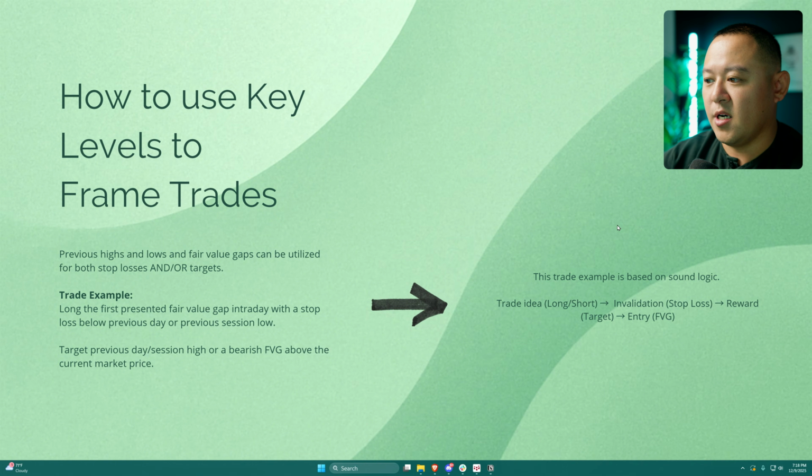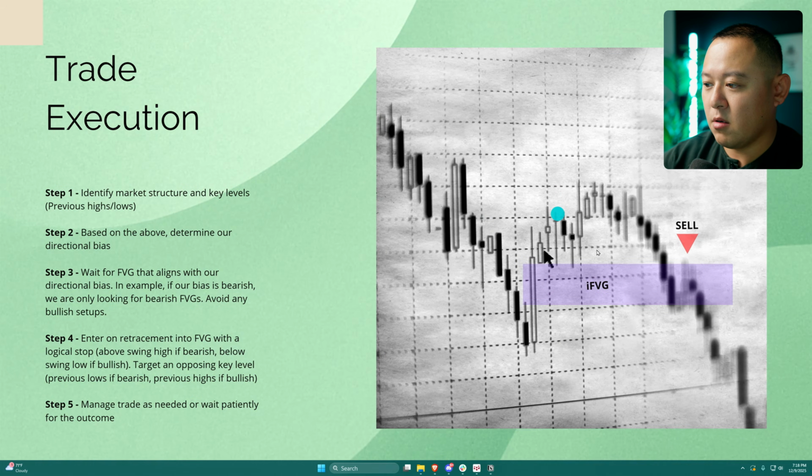Now, for the final piece of the puzzle, let's talk about how to execute your trades with precision. Let's talk about my model, and I want to keep this as simple as possible. First of all, you're going to identify market structure and key levels. So again, just remember that we're looking for swing points, so swing highs and swing lows. Then we have previous day's highs and lows, previous weekly highs and lows, previous monthly highs and lows, or previous session highs and lows. Now, based on the above, we want to determine our directional bias.